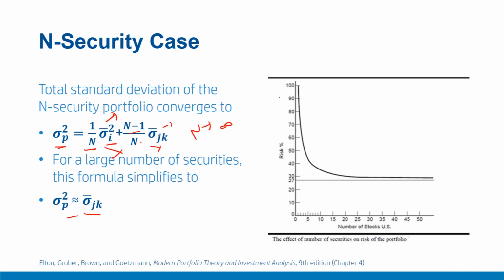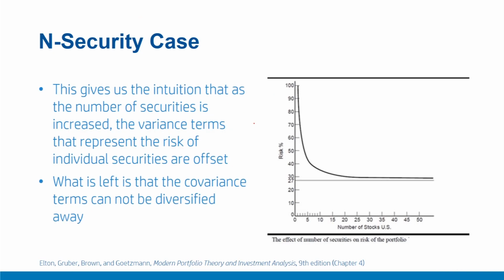This is precisely what we observe in this diagram. Let us discuss this diagram in slightly more detail. The diagram gives us the intuition that as the number of securities is increased, as you can see here, the variance term that represents the risk of the security is offset. For example, from here till here you have the variance term component, and here you have the covariance component.